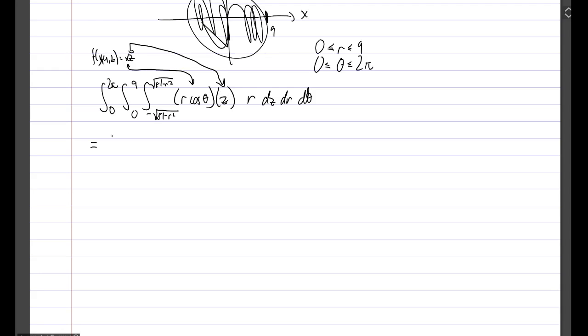Yeah. So this will be copying a lot of the stuff here. 0 to 2 pi, integral 0 to 9. Let's just combine the r times r as an r squared, right? So the stuff that is considered constant as far as z is concerned is r squared cosine of theta, and then we have z squared over 2, or 1/2 times z squared, and we just need to evaluate z at both root 81 minus r squared and at negative root 81 minus r squared, and we still have a dr d theta.